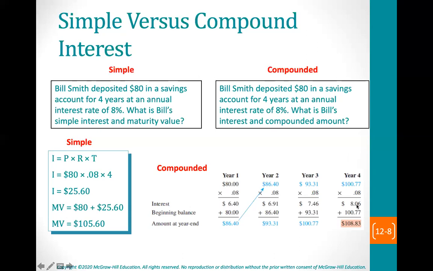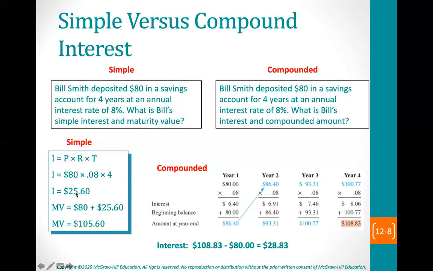$100.77 times 8% is $8.06. When you add the $8.06 to the $100.77, his compounded amount is $108.83. So you can see the difference. With simple, it was $105.60. Compounded, it's $108.83. The difference is $8.83, his interest that he earns in the compounded method.